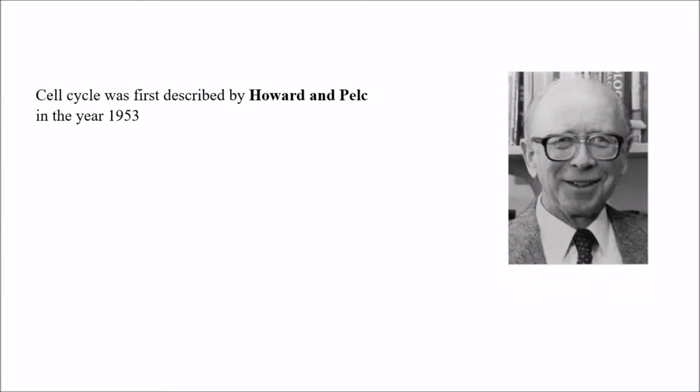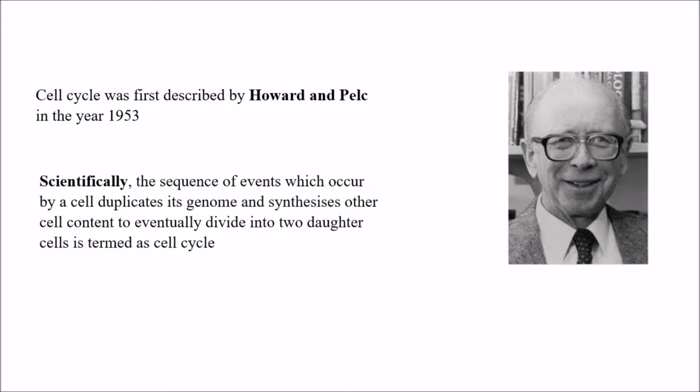Coming to the first one, the cell cycle was first described by Howard and Pelc in the year 1953. Scientifically, the sequence of events by which a cell duplicates its genome and synthesizes other cell content to eventually divide into two daughter cells is termed the cell cycle. Even though the definition is lengthy, it gives a good explanation of the cell cycle.